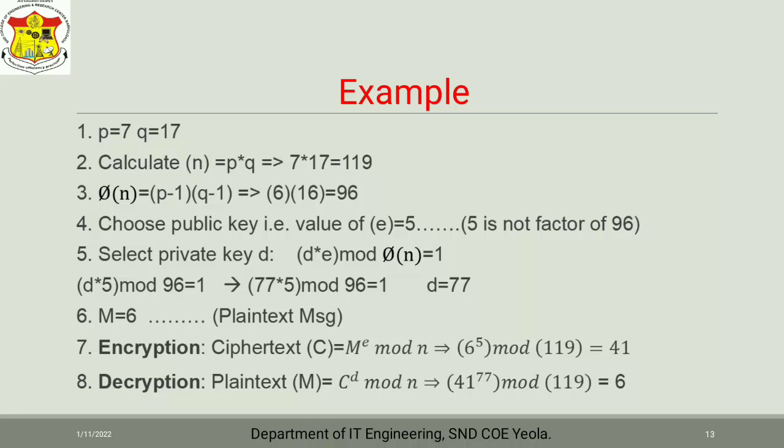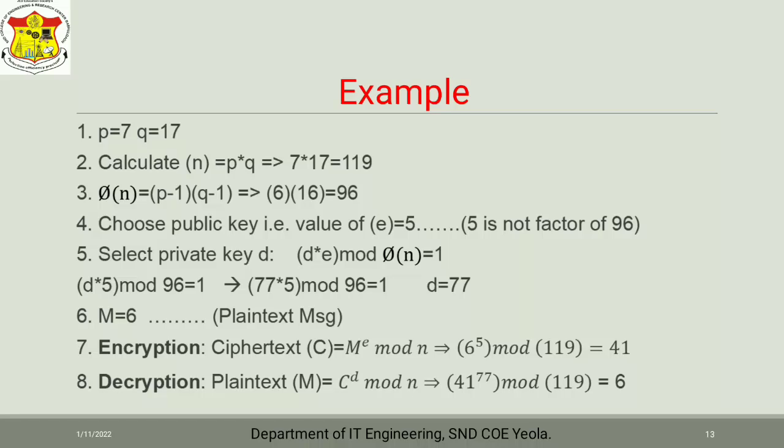Here is the second example of RSA algorithm. Select two prime numbers. First one is 7, second one is 17. Calculate the modulus of encryption and decryption, that is n, which is equal to P into Q, which is equal to 119. Third step is calculate totient function phi of n. It is 96. Fourth one, choose the value of public key. Here value is 5, which is not a factor of 96. 96 is our phi of n.